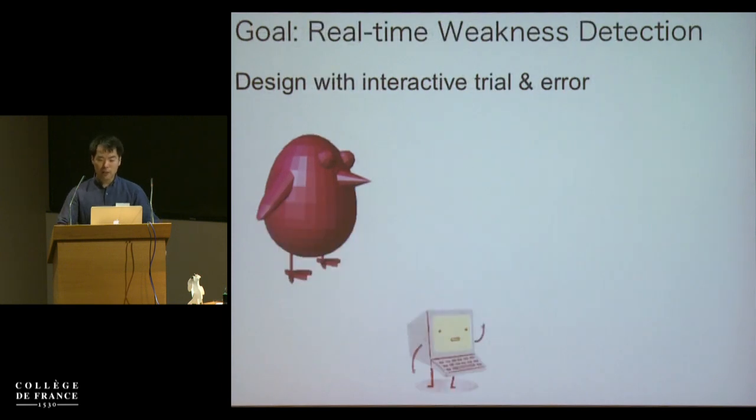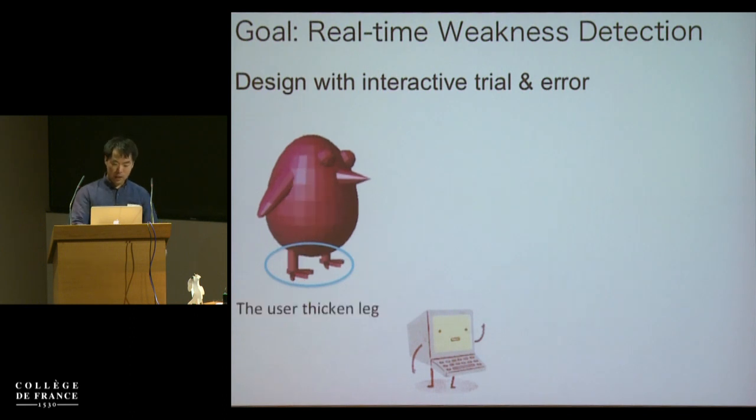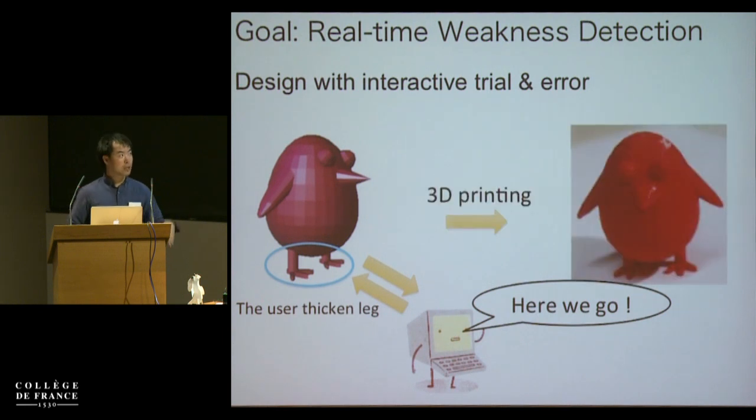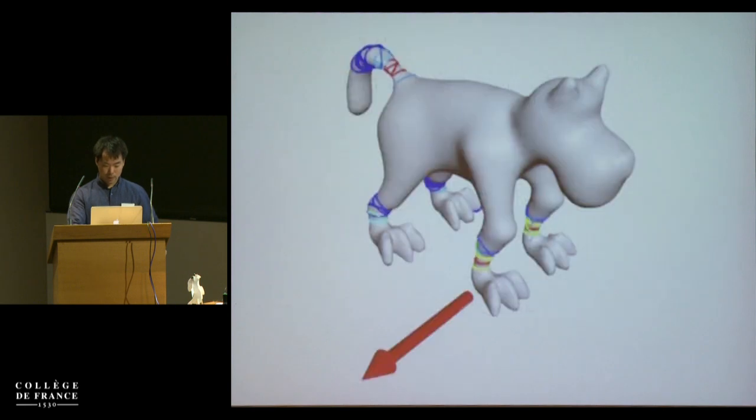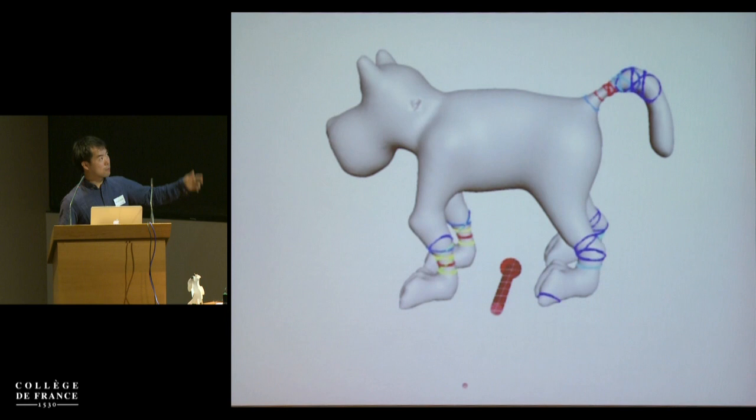So our goal is real-time weakness detection. If the user designs this kind of weak shape, the computer tells which part is fragile. And then the user thickens this design. And the computer interactively says, here we go, and we can print with confidence. And here is what we have.